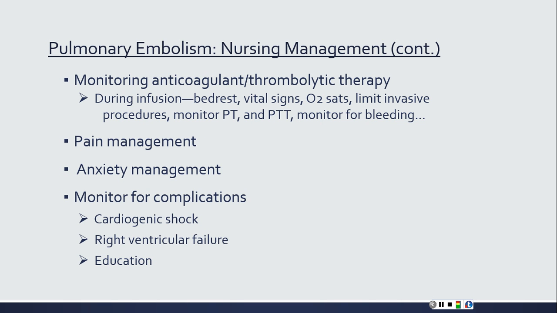Provide pain management and anxiety management. Kind of go hand in hand there. Calm them down as much as you can. Monitor for complications, including cardiogenic shock, right ventricular failure, and then also educate the patient on these complications and the manifestations. What do they need to look for after they get out, when they go home? All that.